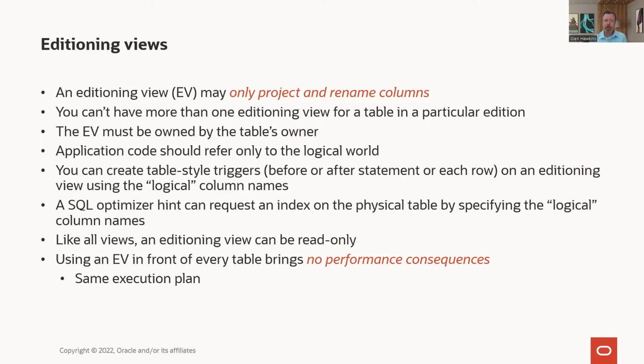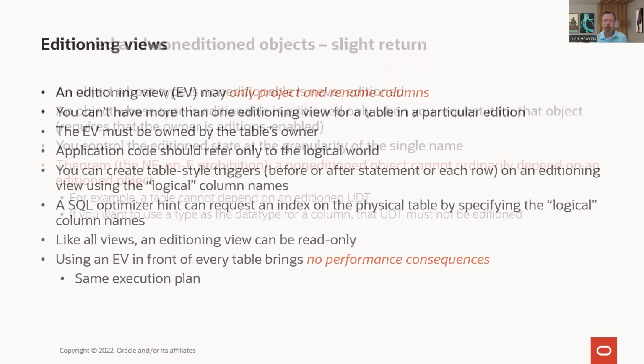You can have triggers associated with this, right? The SQL optimizer, at the end of the day, can request an index on the physical table by specifying the logical column name. So you have all the same capabilities as you had before, and the execution plan is exactly the same. So there are no performance consequences associated with having an editioning view and having your application go against it instead of the physical table. You only get benefits at the end of the day, because you start rolling toward what we're trying to do with the hot rollover.